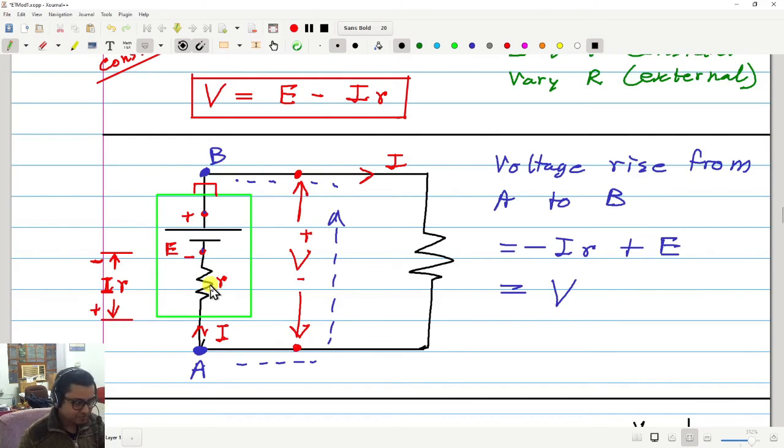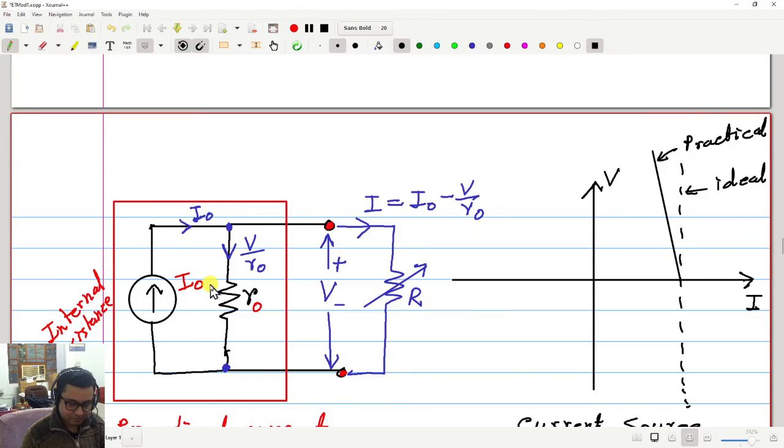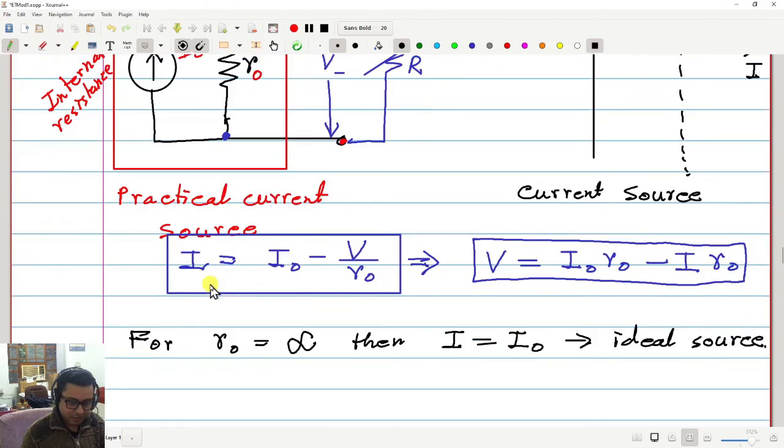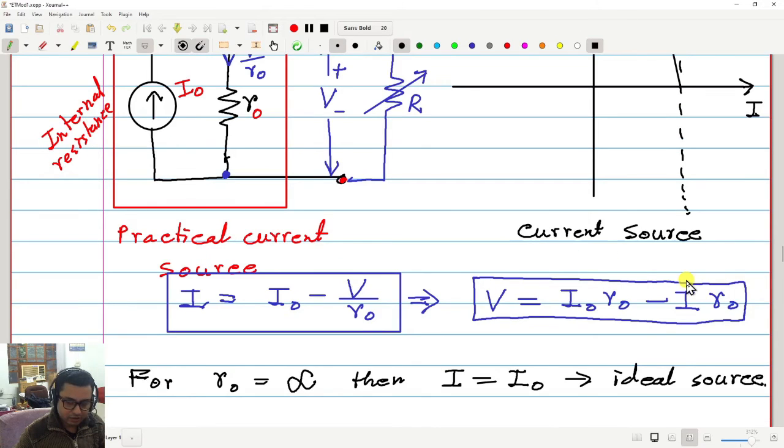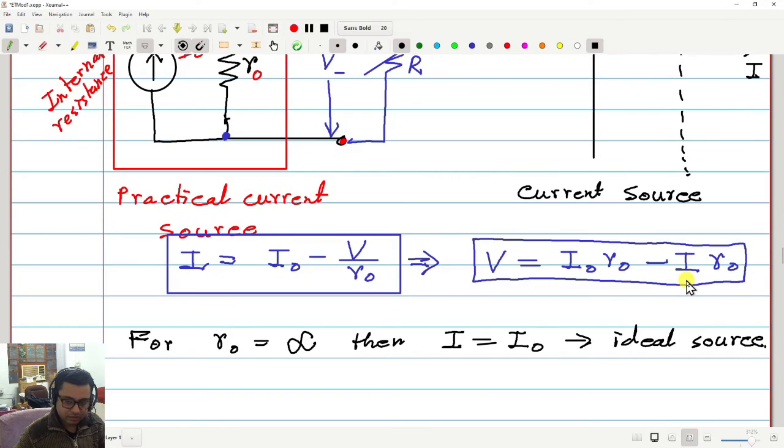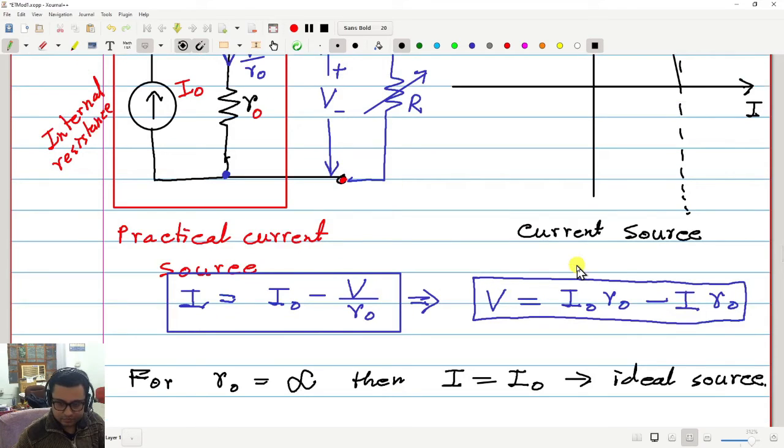Sir, if I becomes I naught, then V should be equal to 0. Yes, right. Sir, how is it possible, then potential difference across capital R should be I into R? No, please repeat your question. So you said if I equal to I naught, we take R naught equal to infinity.